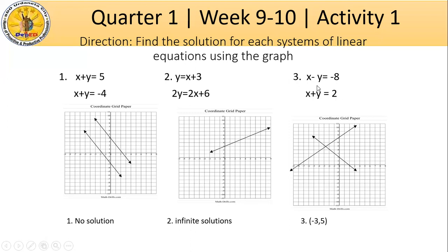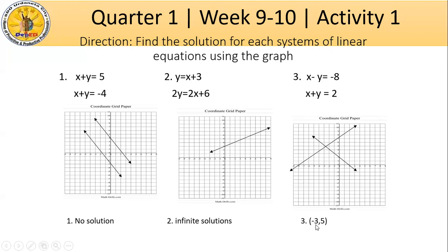Since our y here is negative, we are going to transform this as y equals x plus 8. So therefore, the y-intercept is 8 and the slope is 1. So this is the graph for x minus y equals -8. For the second one, the y-intercept is 2 and the slope is -1. So this is the graph. And the point of intersection is -3, 5.